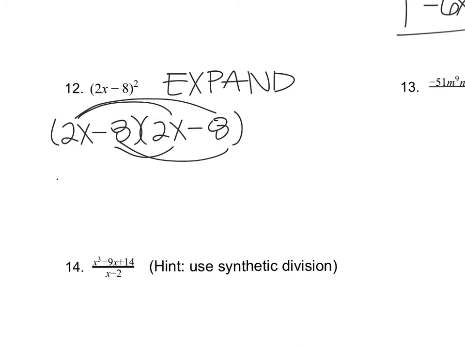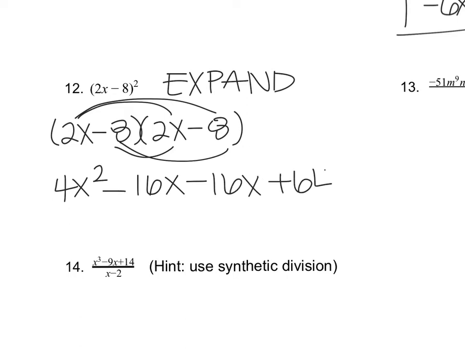2x times 2x is going to give us 4x squared. 2x times negative 8x is going to give us negative 16x. Negative 8 times 2x is negative 16x. And lastly, negative 8 times negative 8 is a positive 64. Negative 16x minus 16x is not going to cancel because they have the same sign. They're going to combine, so we end up with 4x squared minus 32x plus 64.